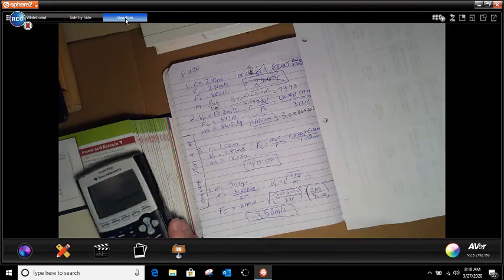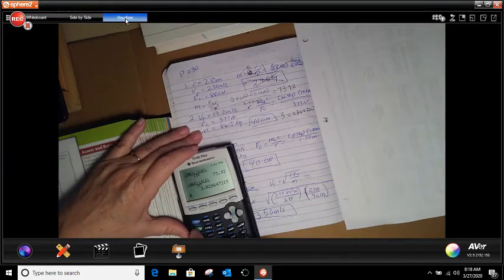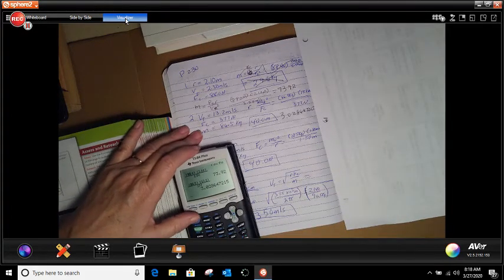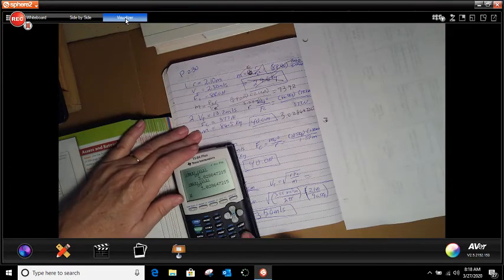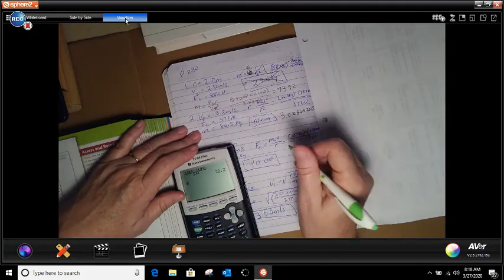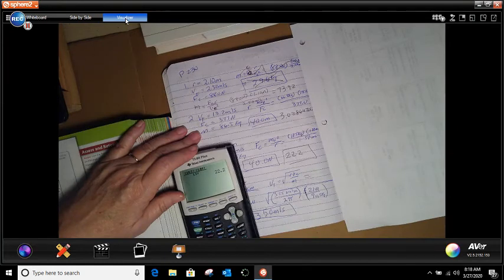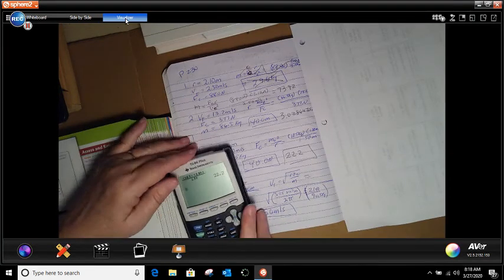Well, let's see what we got. I'm going to do my alpha y equals again. Alpha y enter again. And then I'm going to do open 18.5, 1.80, 1.50, and I get 22.2. Okay? So then let's do the last one here.